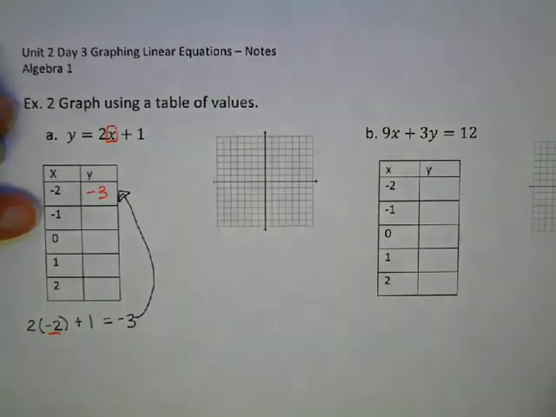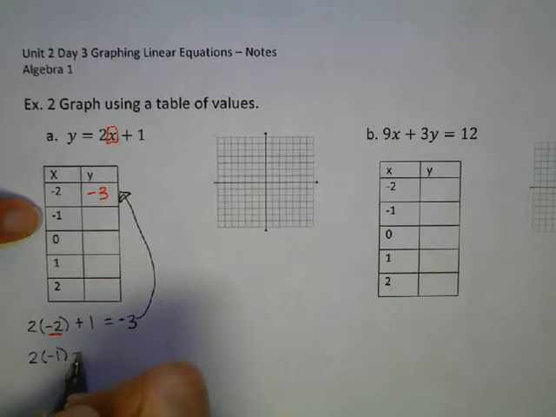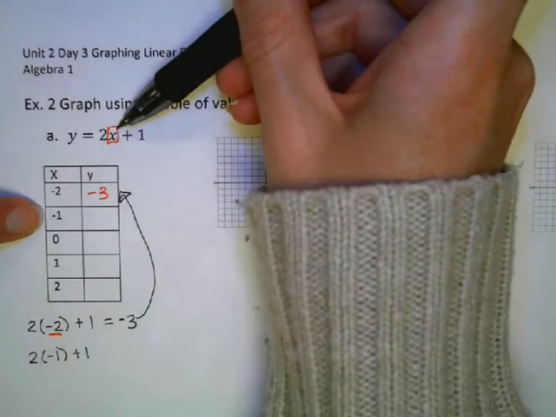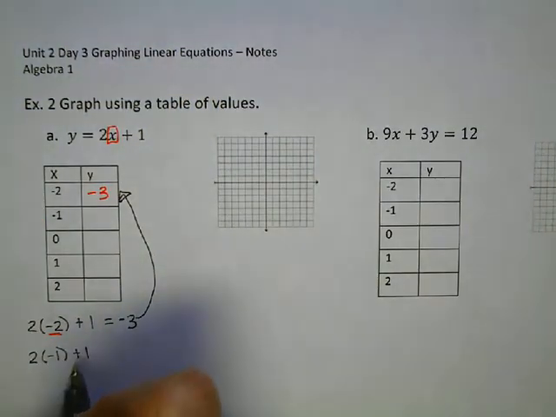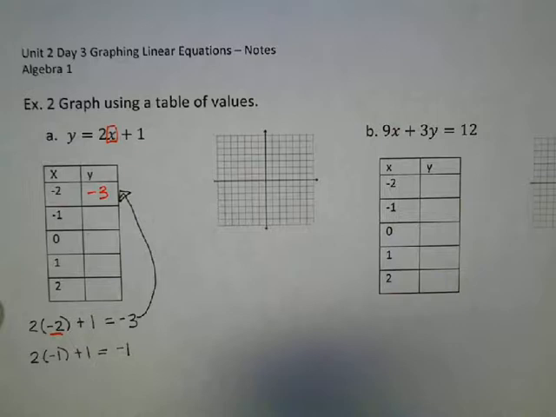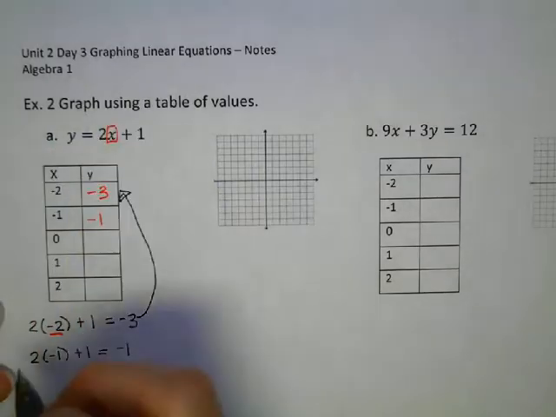And then you would just go to the next number. The next value for x they want you to plug in is negative 1. So 2 times negative 1 plus 1. Again, we're just replacing the x value here with whatever it tells me in the table. So 2 times negative 1 is negative 2 plus 1. Negative 2 plus 1 is negative 1. So when you plug in a negative 1, the answer comes out to negative 1, because this is what y equals.